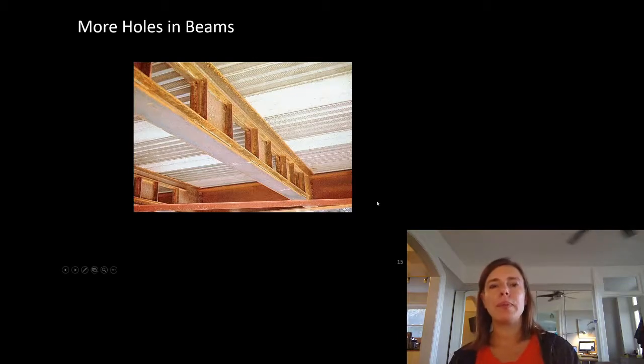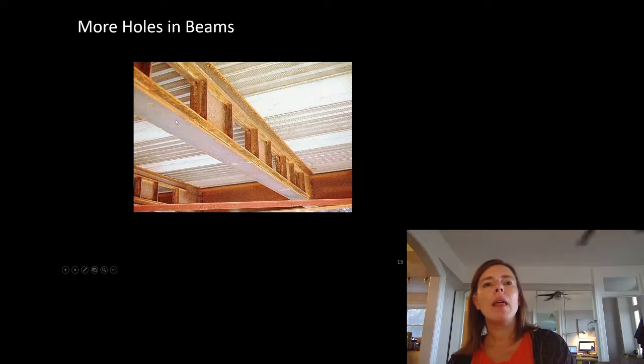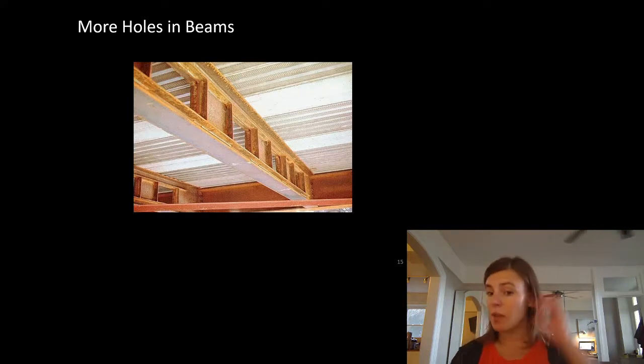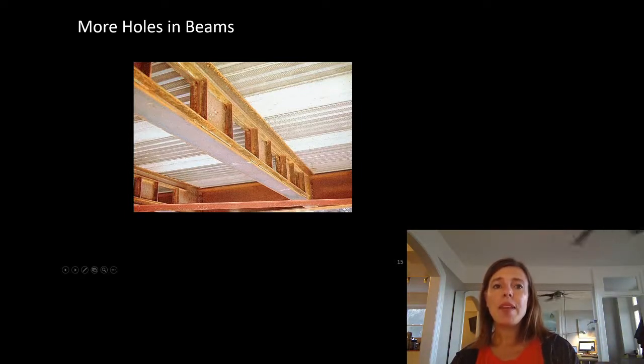More holes in beams. This is essentially a Vierendeel truss. So Dave mentioned this on the last one. We essentially have a series of moment connections everywhere here. Vierendeel systems aren't always the most efficient. We often do them where we have no choice. This one was probably done to allow mechanical openings to pass through.